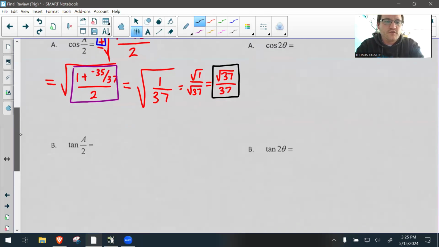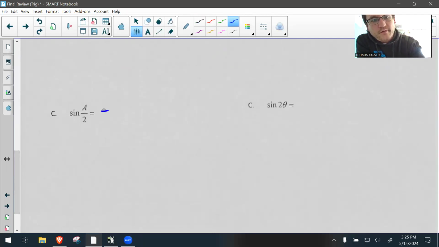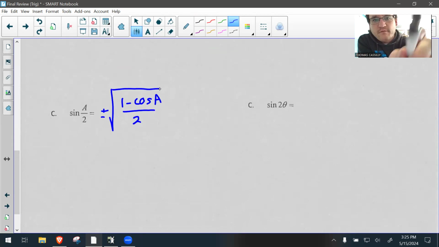I'm going to skip the tangent for now. I'm going to go down to the sine because the sine is a very similar formula. All right, it's plus or minus the square root of 1 minus cosine of a this time. So both the sine and the cosine half angle identities use that cosine in there. And again, for the same reason as last time, we're going to take the positive one because the angle ends up in the first quadrant.